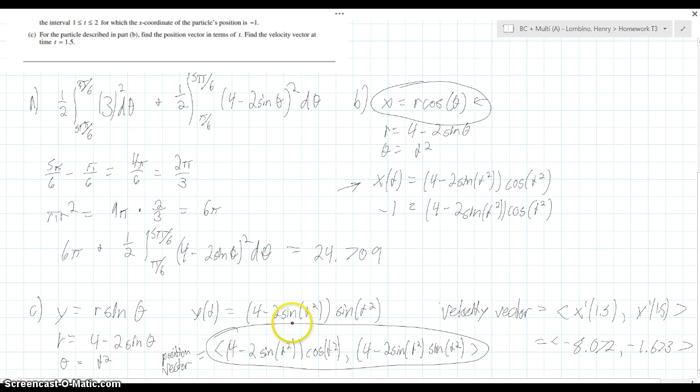There are the final answers for all of those problems. So again, this is just kind of a nice cross between parametric equations and polar equations.